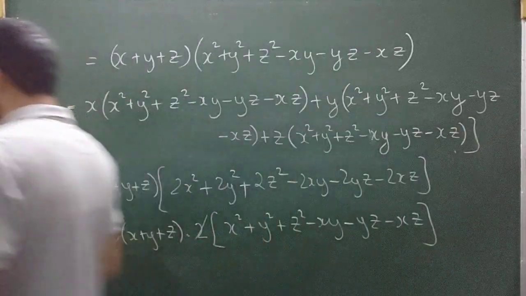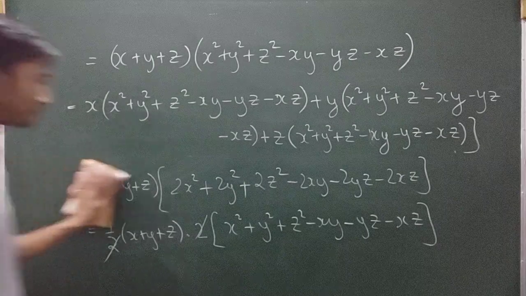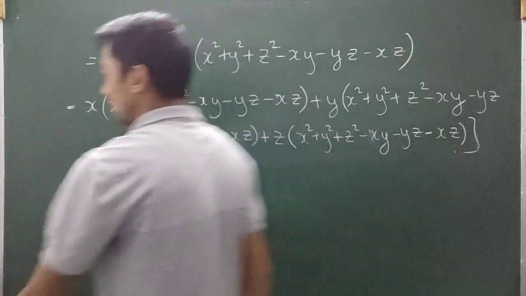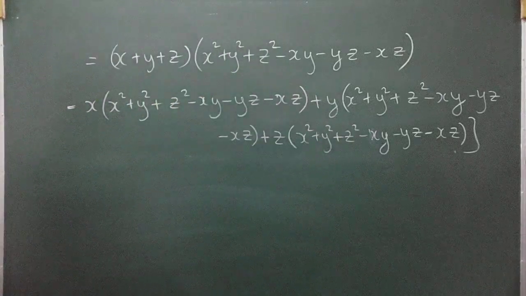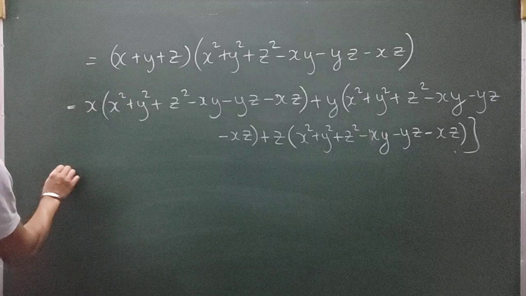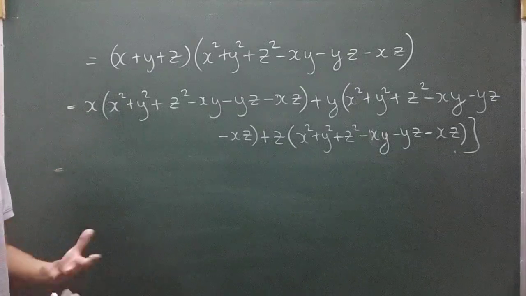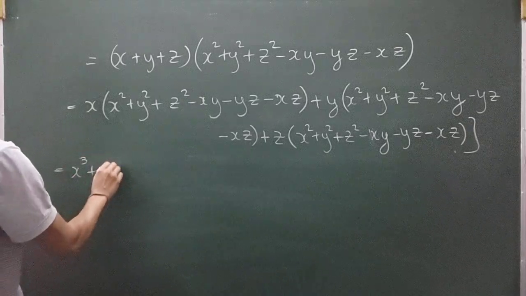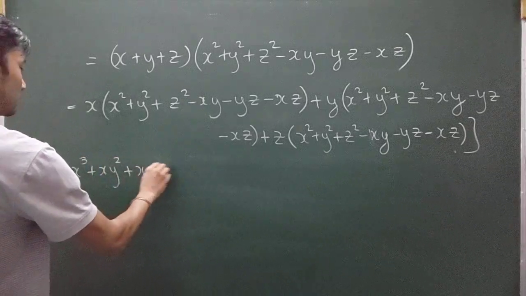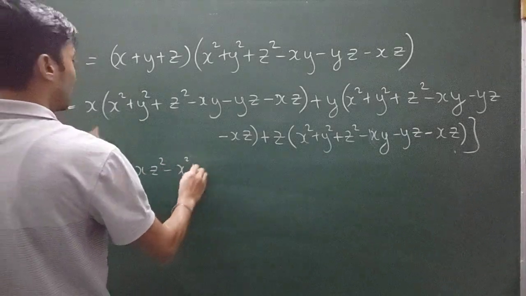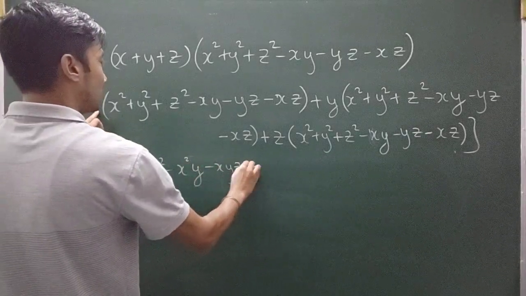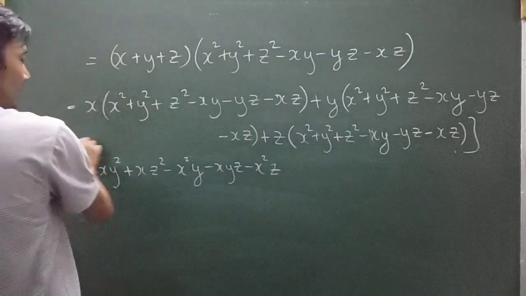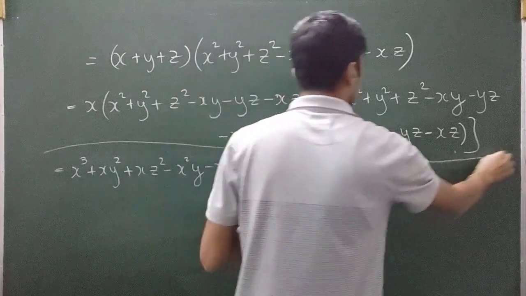I'm just doing this, but this just requires simple formula recall, retention, and then just multiplication. So I'll just start multiplying. Yes, terms will be many, you'll have to be careful. So let's start multiplying. That is x cubed plus xy squared plus xz squared minus x squared y minus xyz minus x squared z. I'll just put a line here so that we don't confuse, okay?